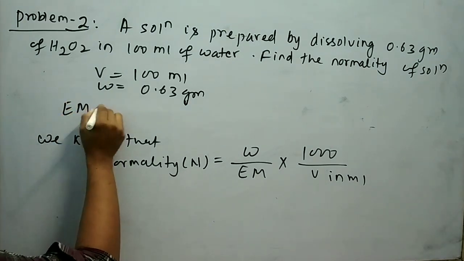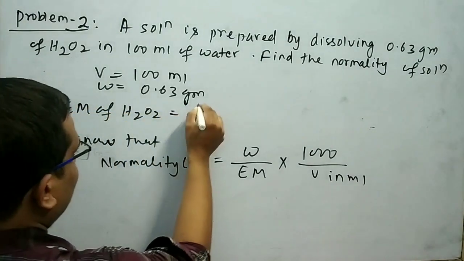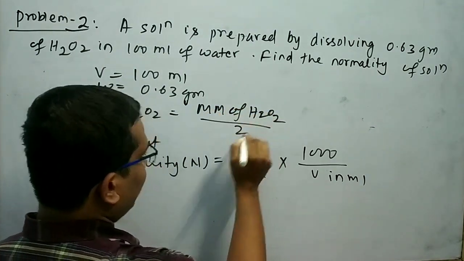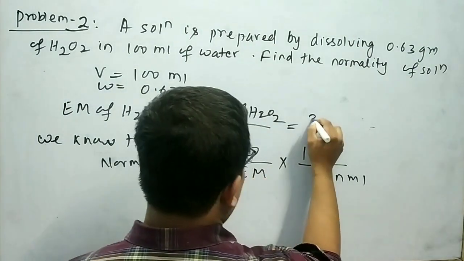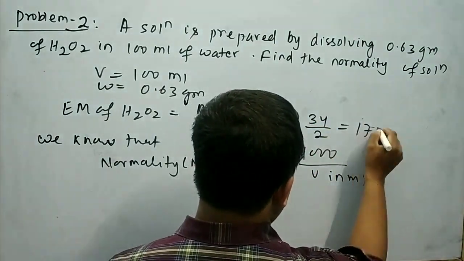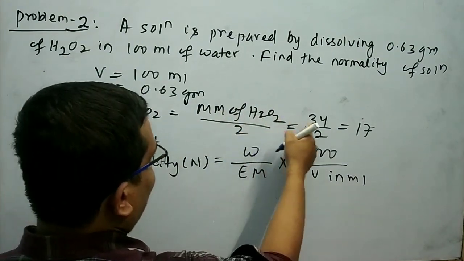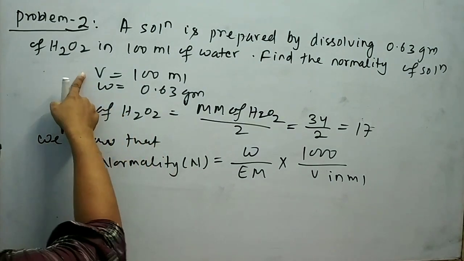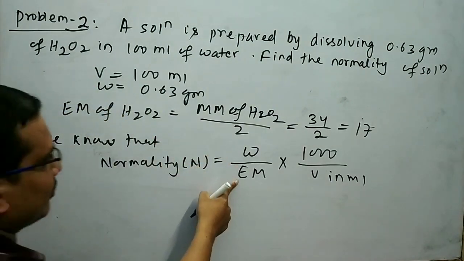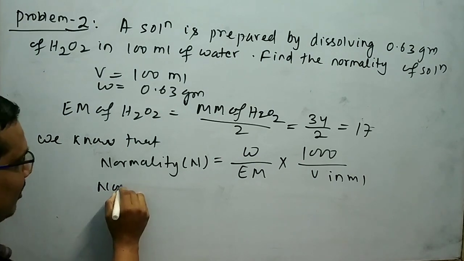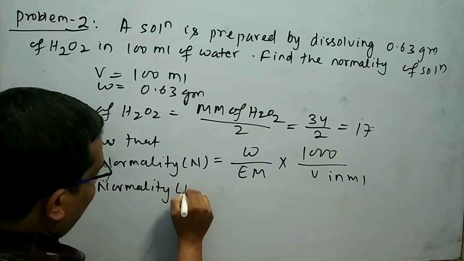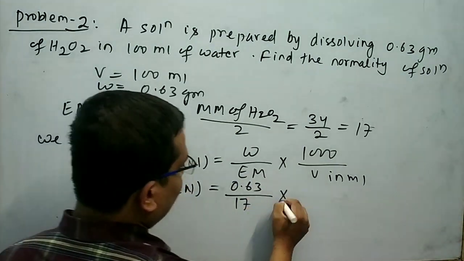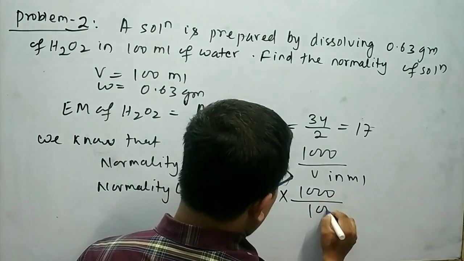We know that equivalent mass of H2O2 equals molecular mass of H2O2 divided by 2. That means I can write 34 divided by 2 equals 17. Here molecular mass of H2O2 equals 34. Now put the values of V, W, and equivalent mass in this equation. Then I can write normality equals 0.63 divided by 17 into 1000 divided by 100.